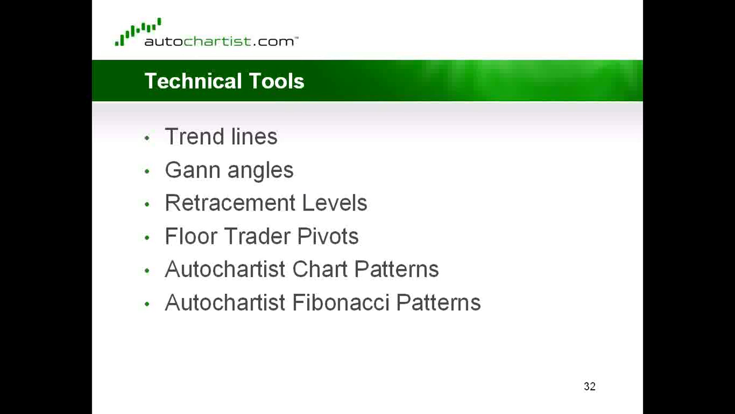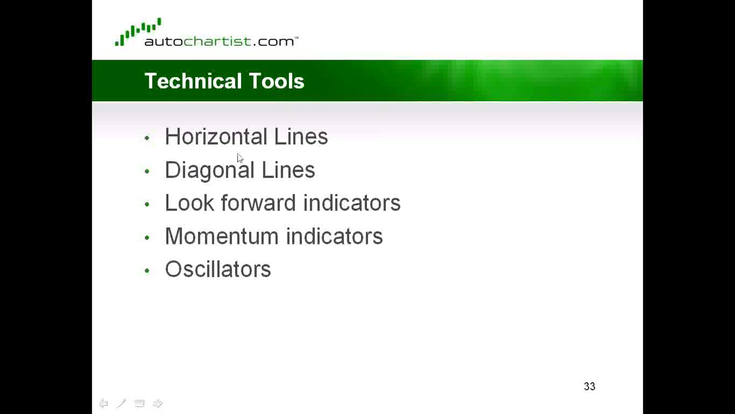If Autochartist has one horizontal key level, then you can go to another horizontal key level, and that is retracement lines. You can use floor trader pivots. You can use Autochartist chart patterns, triangles in particular with these levels, and you can use the fib patterns. All right, now you can also use, like I said, you're going to work with horizontals, diagonals, anything that has a look forward indication like a Fibonacci. Our Fibonacci tools give you a look forward.